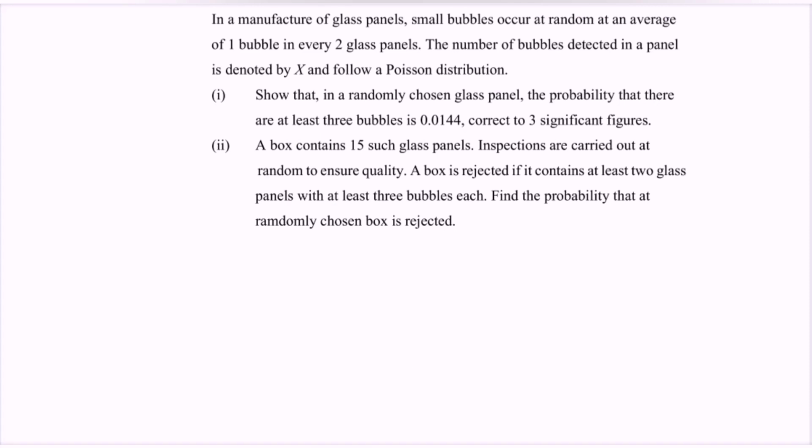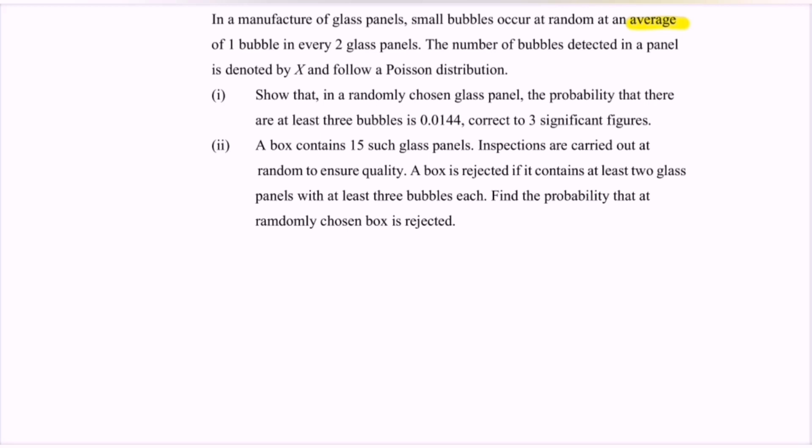Hello everyone, in this video I'm going to discuss an example for special probability distributions. In the manufacture of glass panels, small bubbles occur at random at an average. Here we have the keyword "average", meaning that we have the hint, which is the Poisson distribution, of 1 bubble in every 2 glass panels.